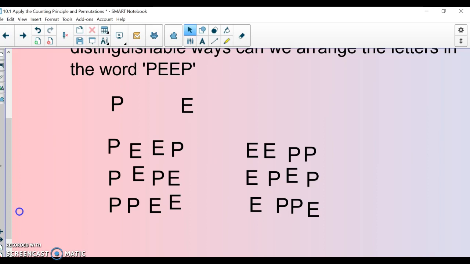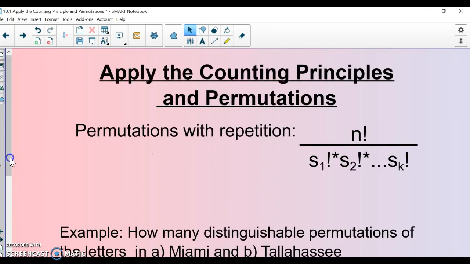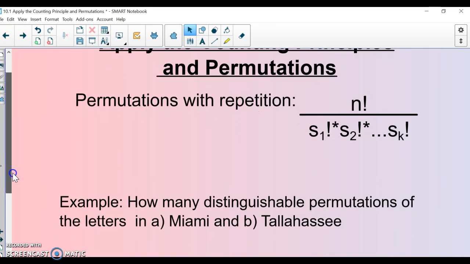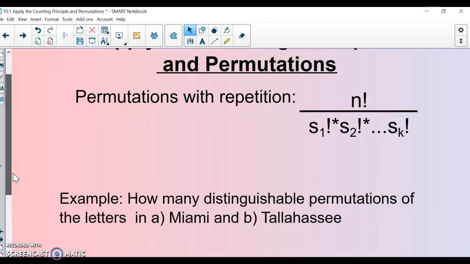Now, in the next example, we're going to have the word Tallahassee. And obviously, that would be a much different type of problem. There would be no way to do this and list all the different options of distinguishable permutations. We're going to look at a formula for this. Here is the formula for calculating distinguishable permutations. It's n factorial divided by s1 factorial times s2 factorial times as many of those s factorials as we need.